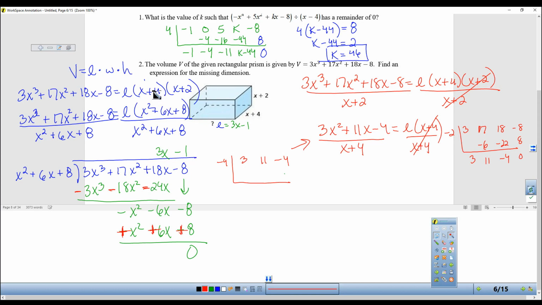So this method required FOILing and then long division. This method requires synthetic division twice. They're both a little bit of work. You just have to decide for yourself what's the most important to you. So this divided gives you exactly 3x minus 1, no remainder, which is the same answer as we got before. So two different ways. You can decide which way works for you.